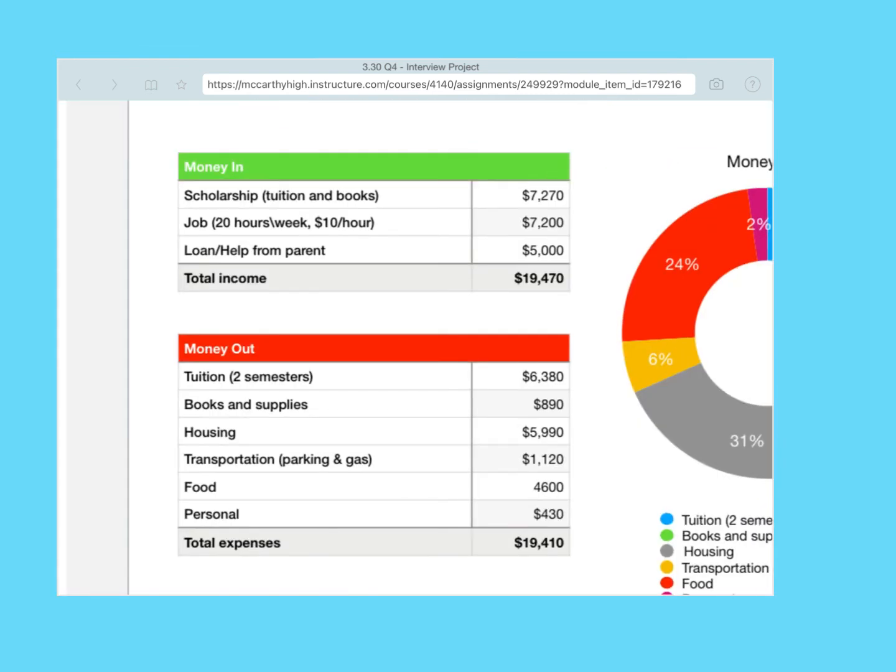Okay, so I actually just researched UF, and I researched it when I did this project the first time, and I researched it yesterday, and everything has doubled in price. So I updated the prices. This is current tuition, books, and all the stuff for UF.